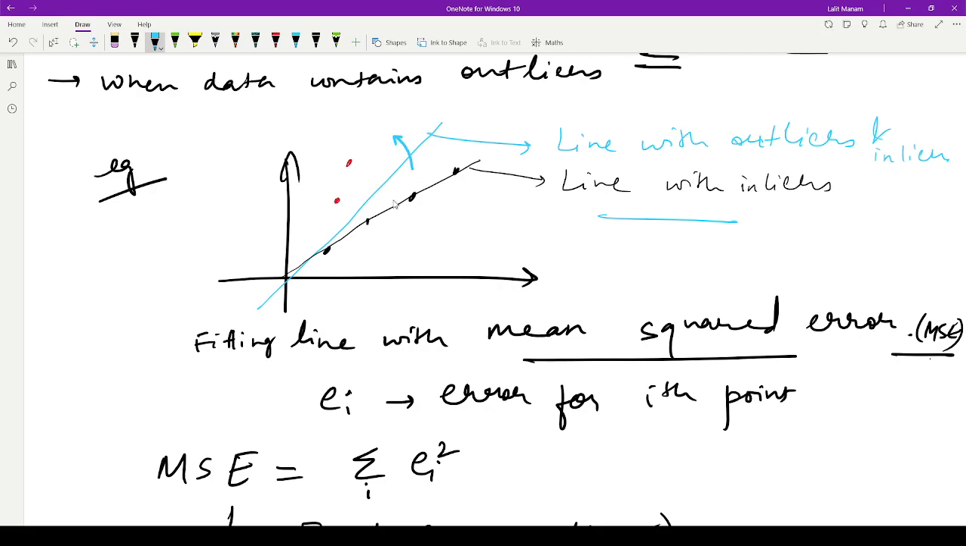So what RANSAC does is choose any 2 points. For choosing points, I'll use green color. First I'll choose these 2 points, and based on this, I'll fit a line, and you see how many points are there within some threshold. If I have some threshold like this, based on this threshold, there are only 3 points out here.